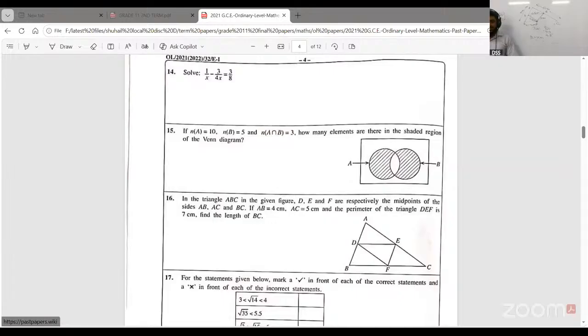Son, see the level of the O-level question. Can you understand? Make it O-level. So should we dance that much for this now?